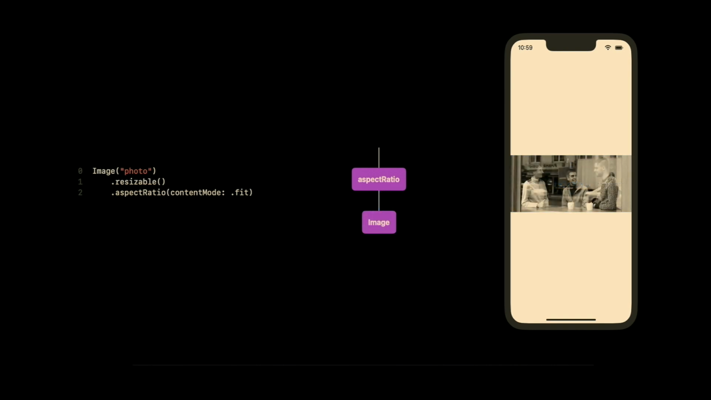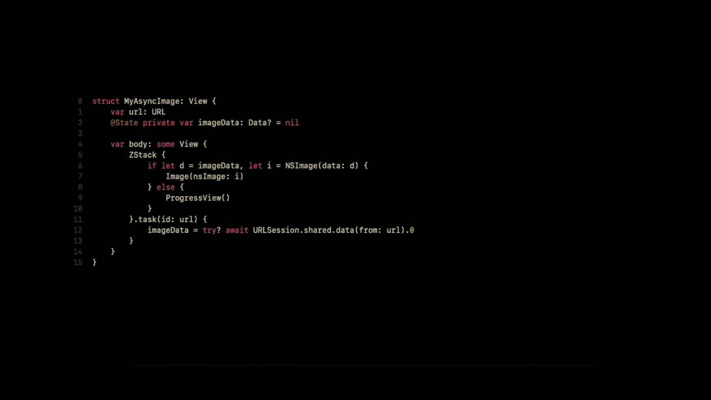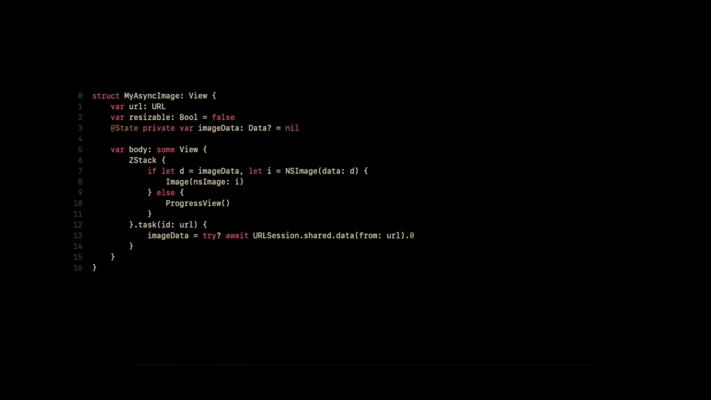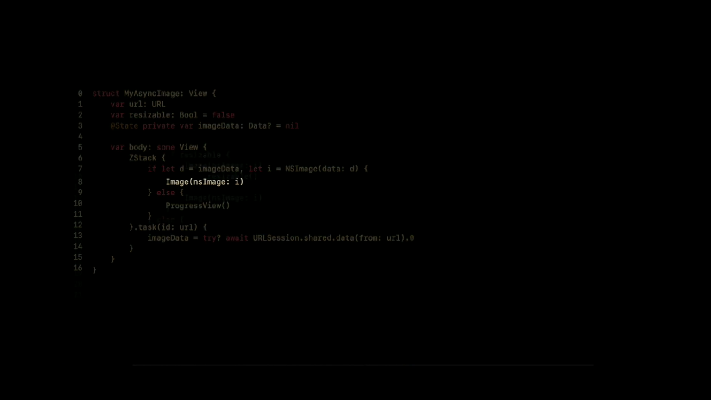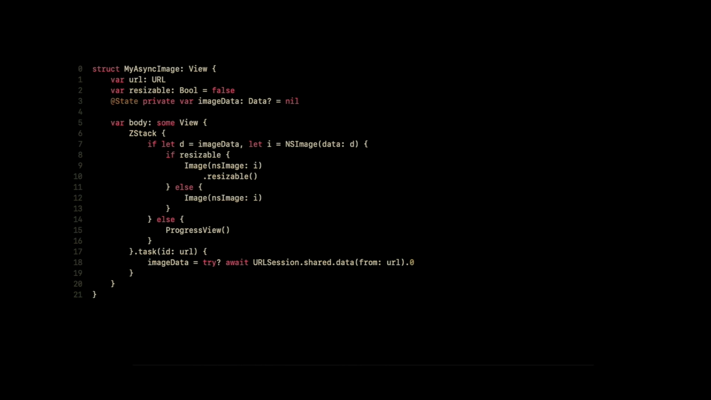OK, so almost done. Now, this is the code we ended up writing, and now we need to build this aspect ratio stuff into our view. So we can just do something like this, right? We can just add a resizable modifier and then modify our image code. So we can just add an if-else around this image code, and in the case that it's resizable, we create a resizable image, otherwise not. Unfortunately, this is the way we'd have to write it because the resizable modifier doesn't take a Boolean.